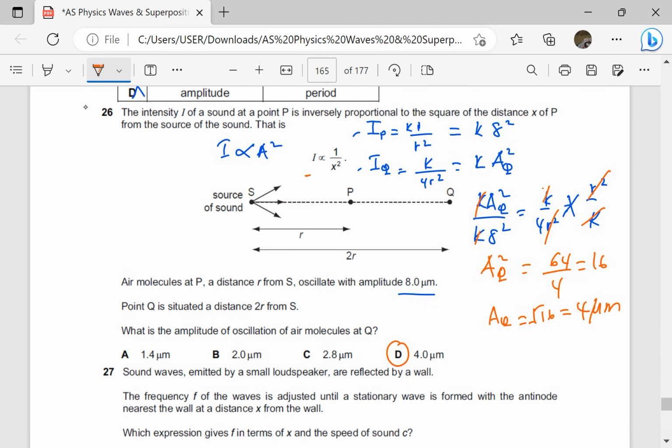So I just use this relationship and the relationship that intensity is directly proportional to amplitude squared. In other words, I have four equations. The first equations for intensity and that distance. The second type of equations for intensity with the amplitudes, but I just combined them at once.